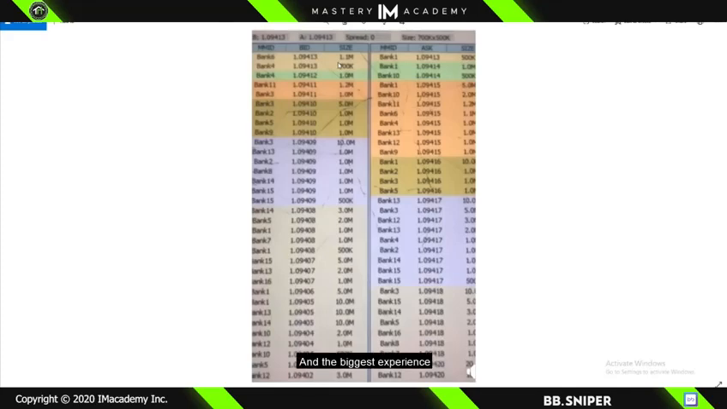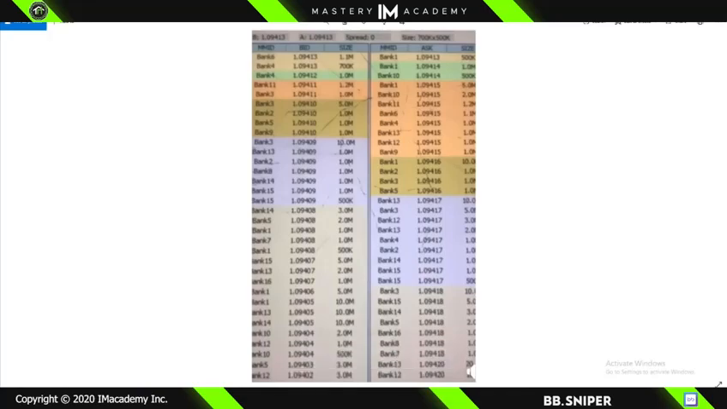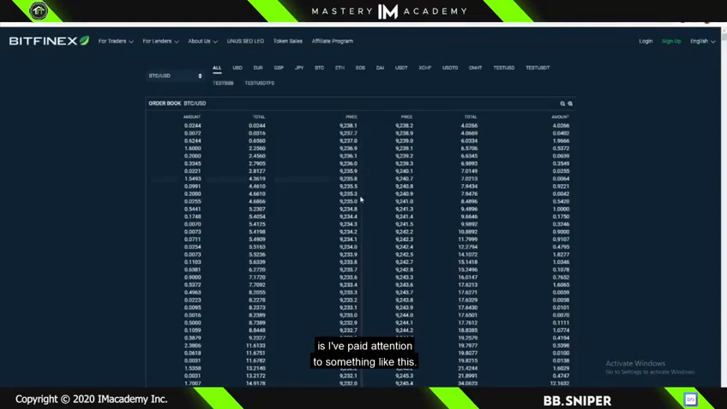And the biggest experience that you can have that can contribute to this, because right now it's only words flowing into your ears. You're not experiencing any of this at all. You're just taking my word for granted about this. But what I want you to do is experience this somehow, in two ways that I've done it. I've paid attention to something like this.